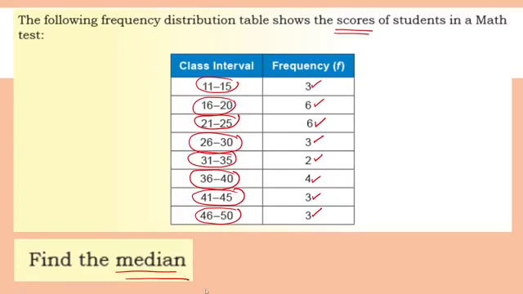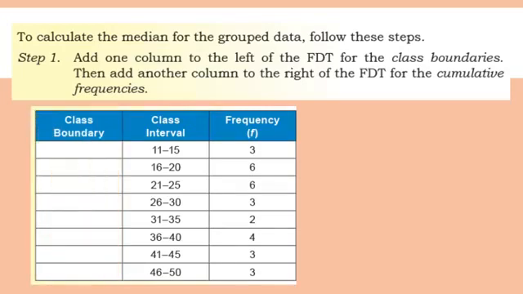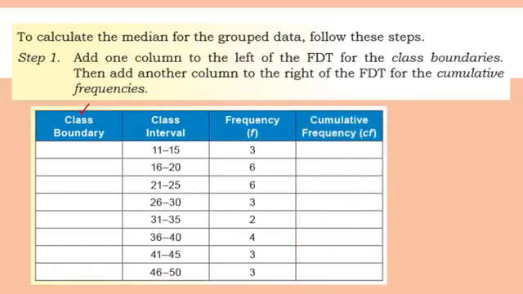These are the steps. Step number 1. Add one column to the left of the frequency distribution table for the class boundaries. So I'm going to add a column there, and I'm going to name the column class boundaries. Okay? Now, add another column to the right of the frequency distribution table. You name that cumulative frequency, in symbols, that is CF. So, step number 1, add a column for class boundaries. Step number 2, add a column for CF.